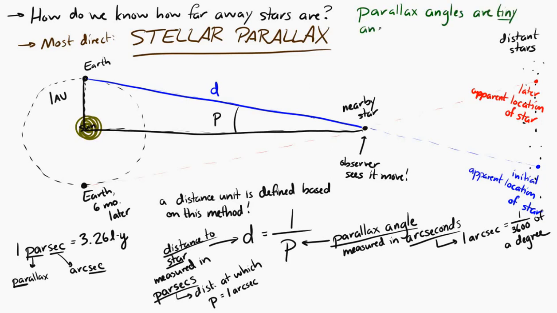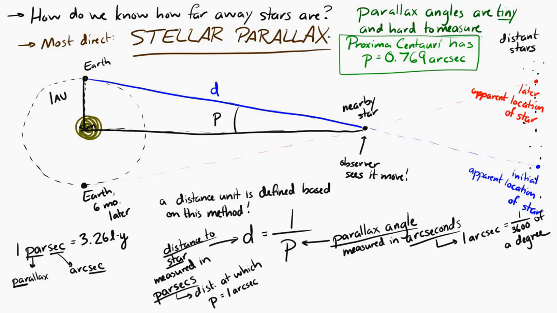So for the nearest star, Proxima Centauri is 4.26 light years away. That's 1.3 parsecs. So the parallax angle to the nearest star is 0.769 arc seconds. The nearest star has that small of a parallax angle. Parallax angles are tiny, and they're very difficult to measure, especially from Earth.